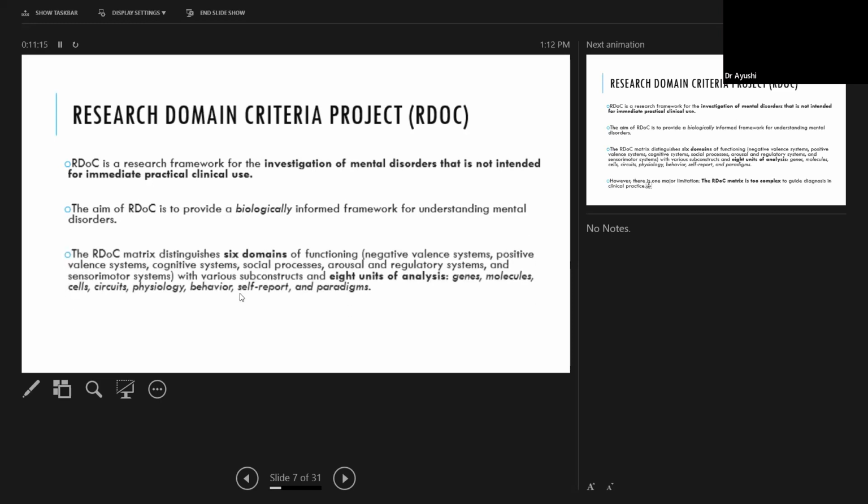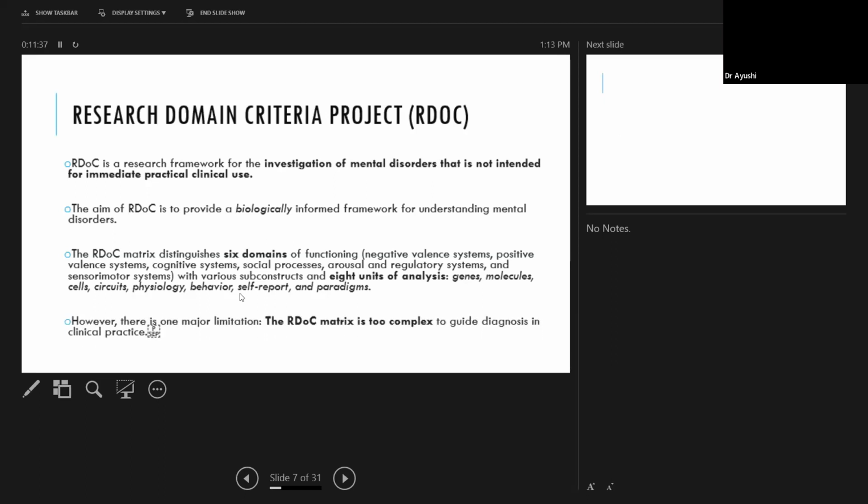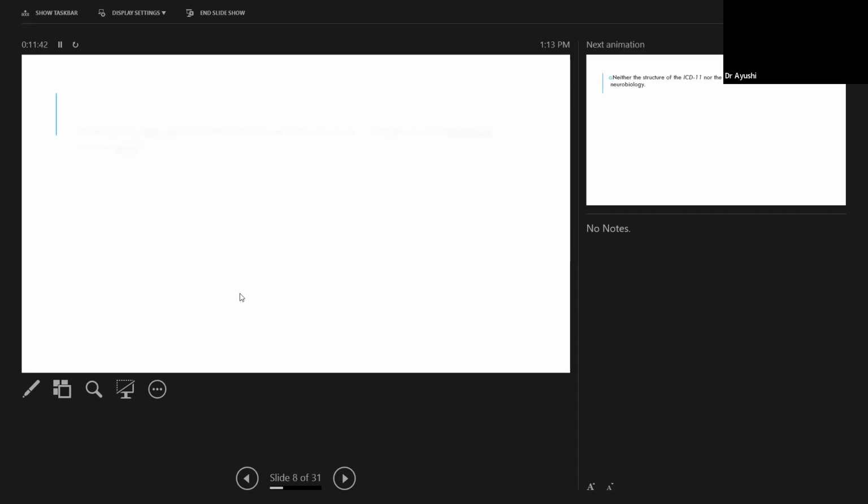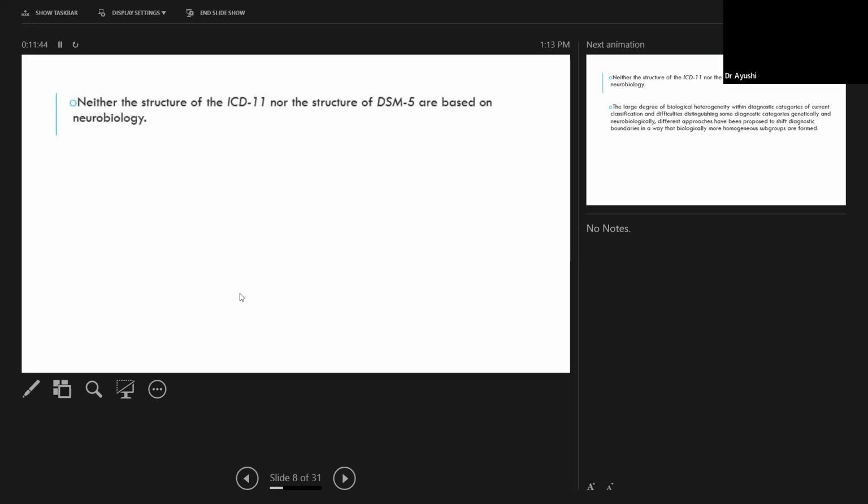The RDoC matrix distinguishes 6 domains of functioning: negative valence systems, positive valence systems, cognitive systems, social processes, arousal and regulatory systems, and sensory motor systems, with various subconstructs and 8 units of analysis: genes, molecules, cells, circuits, physiology, behavior, self-report, and paradigms. However, there is one major limitation: the RDoC matrix is too complex to guide diagnosis in clinical practice. So neither the structure of the ICD-11 nor the structure of DSM-5 are based on neurobiology.